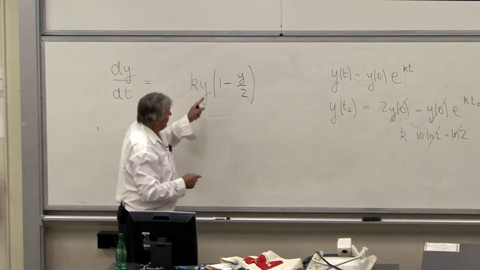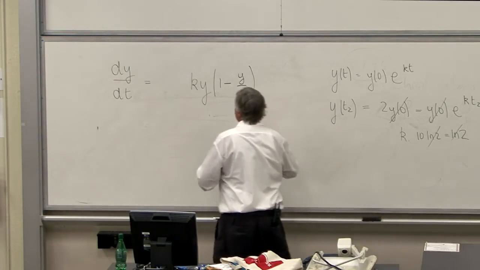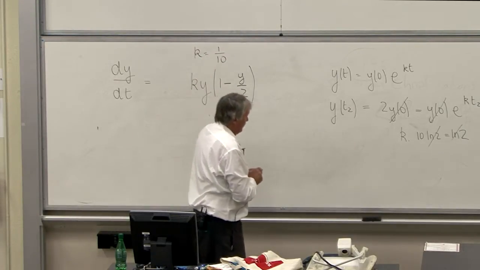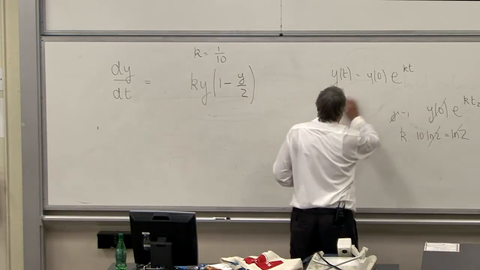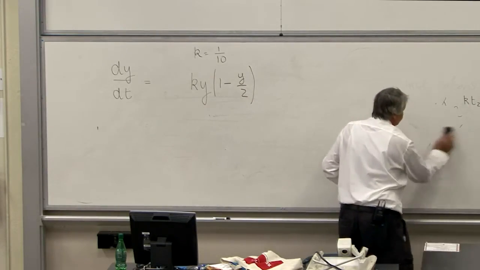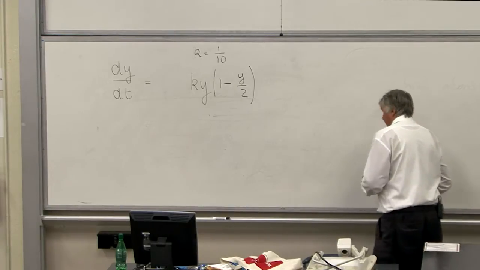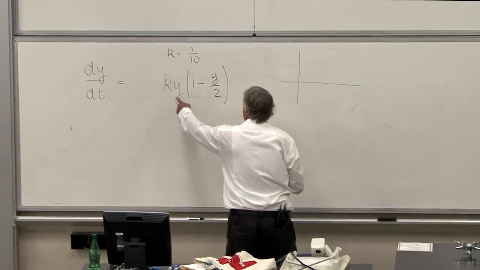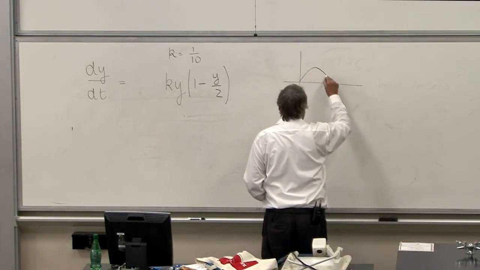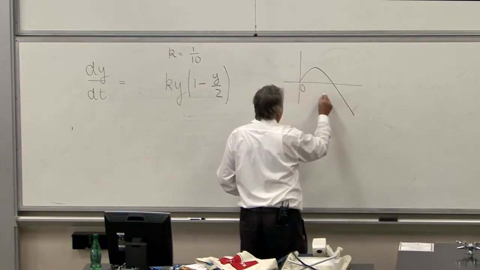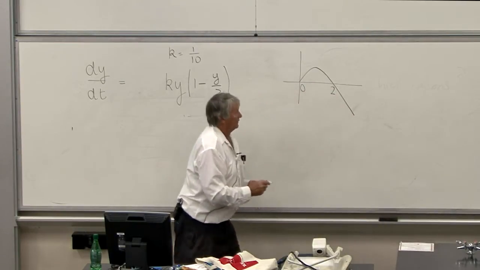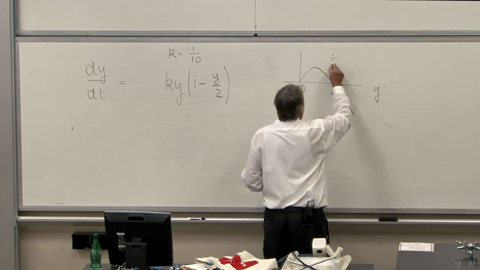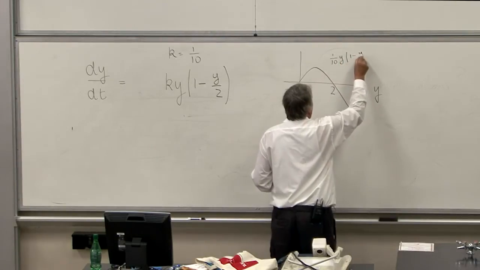So if we were analyzing this, and we know now k is 1 over 10, we've been told that, what would we do? We would draw the graph of the right-hand side, and the graph will look something like this, down like that. This is 0, and this is 2. So this is the graph of 1 over 10 y, 1 minus y over 2.